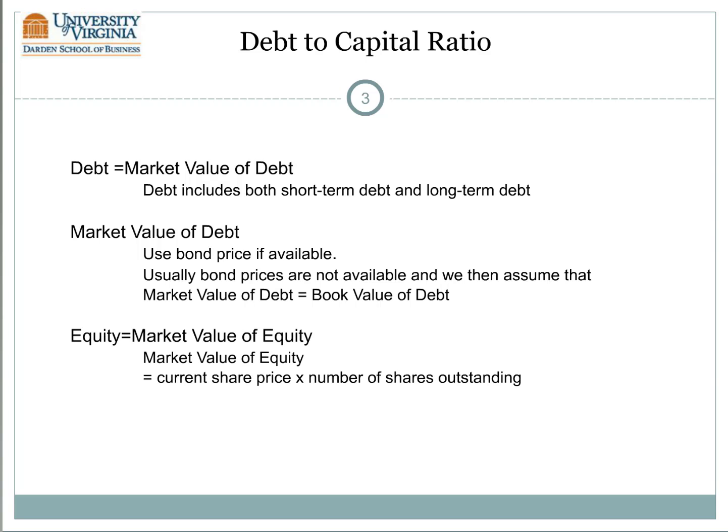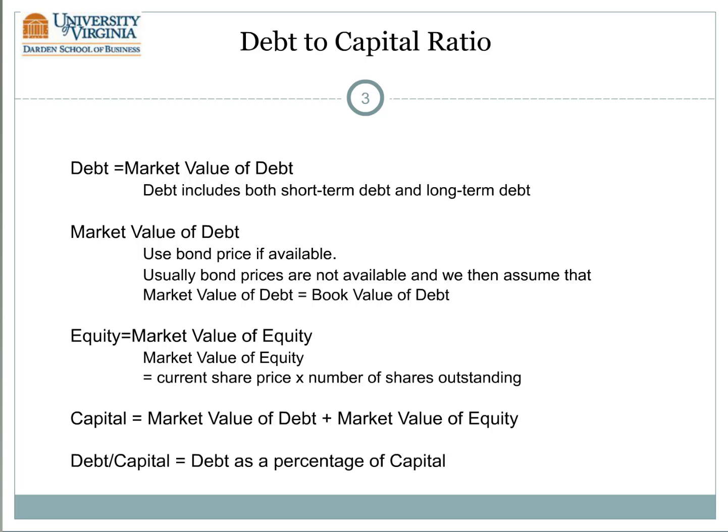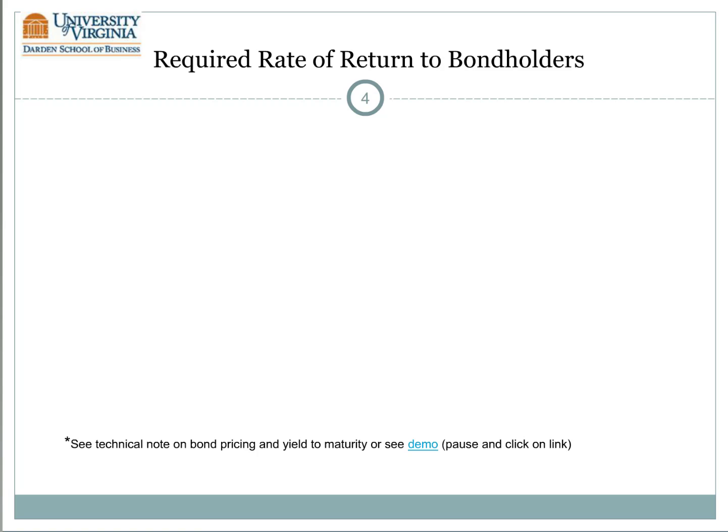Equity is measured as the market value of equity. We can calculate the current market value of equity by taking the current share price times the number of shares outstanding. Capital is just the sum of the market value of debt plus the market value of equity. The weight that debt has in the capital structure is the ratio of debt to capital.